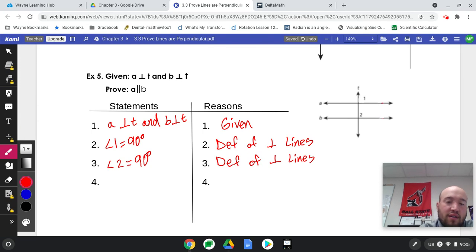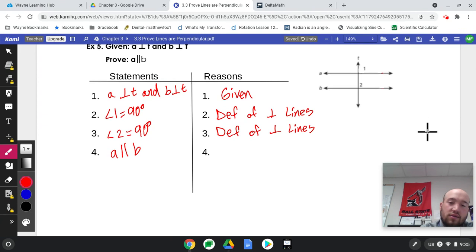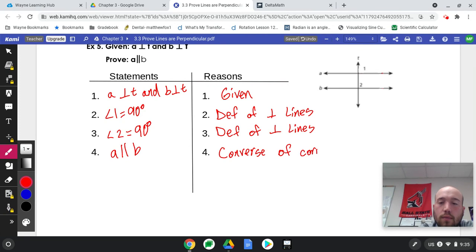And then finally, that allows us to know that A is parallel to B. 1 and 2, as we just mentioned, up to the right, they are corresponding. So it's the converse of the corresponding angles because they are congruent. We know that it works.